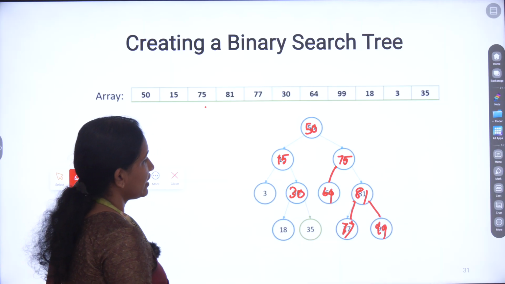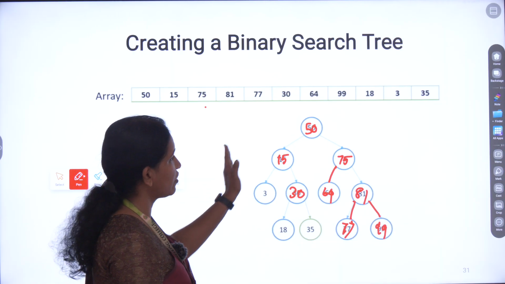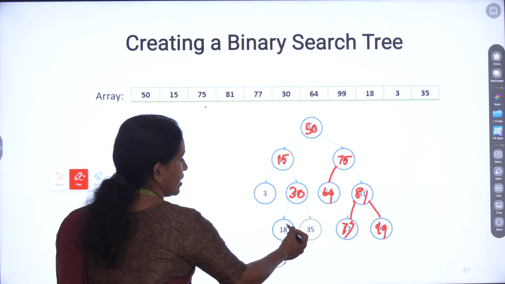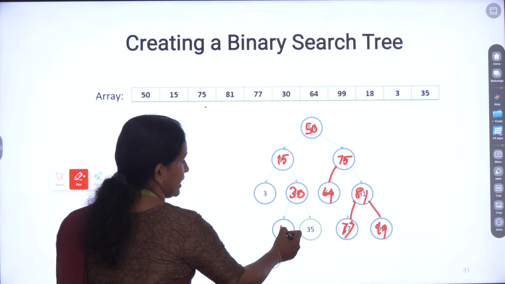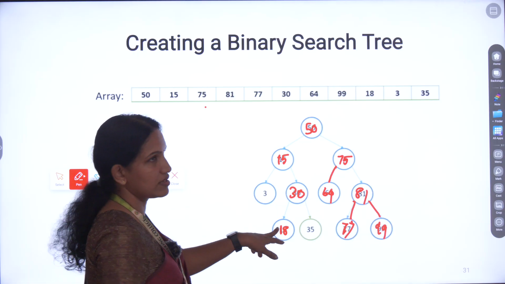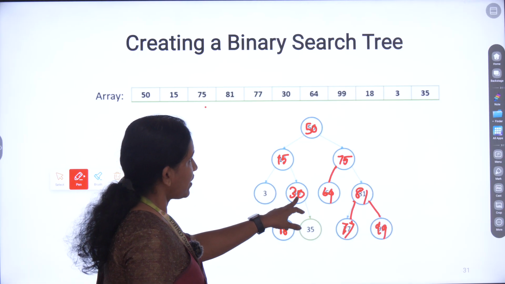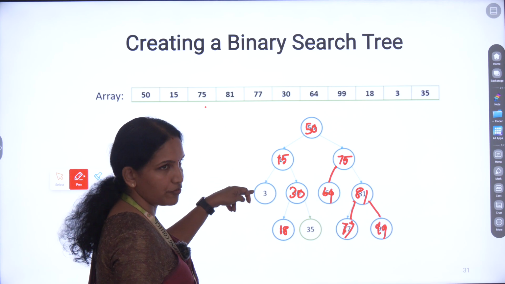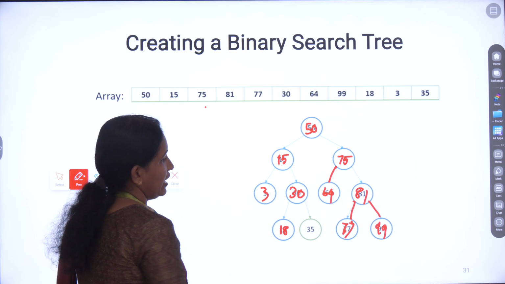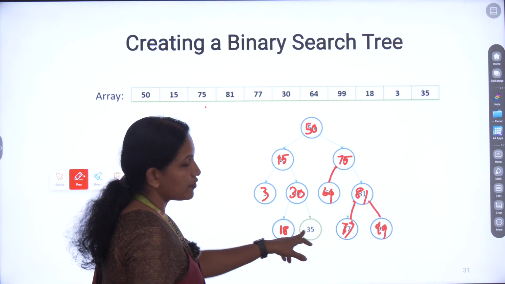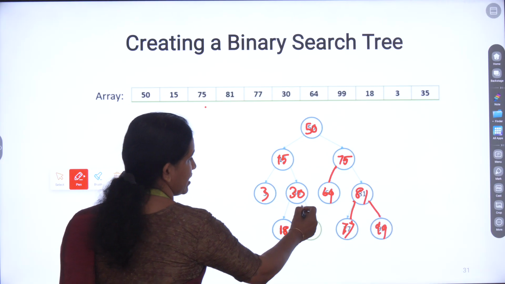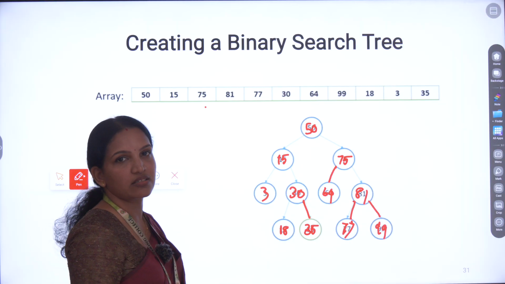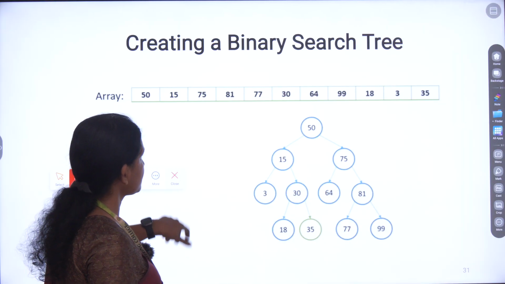Then 18, it will go to the left side because it is less than 50, so it will come here, and 30 will be compared with 18, and 18 is less than 30, so it will be inserted in the left side. Next, finally 3 will come. 3 is actually less than 15, so it will be inserted here. And last 35 will come, that will be inserted to the right side of 30. So this is how we will construct the binary search tree.